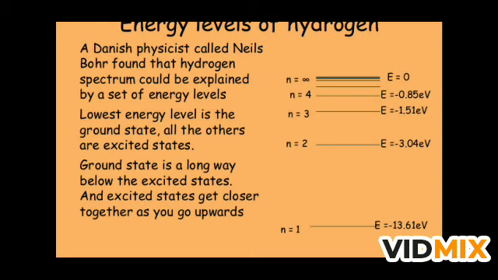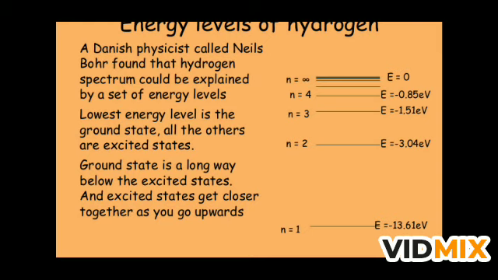The lowest level is called the ground state, and the upper levels 2, 3, 4 and so on are the excited states. N1 is the ground state. So if an electron jumps from N1 to N2 by gaining some energy, we can say that the electron is now in the excited state.